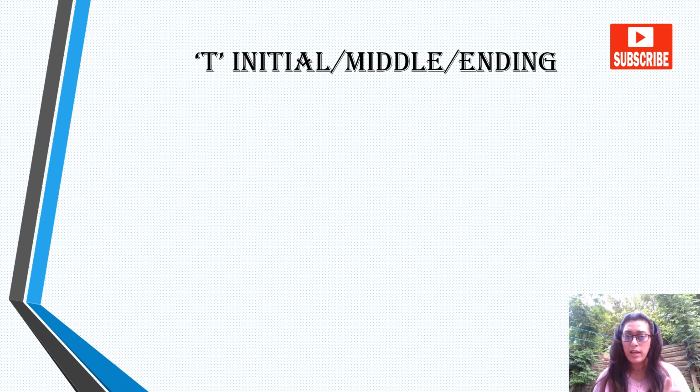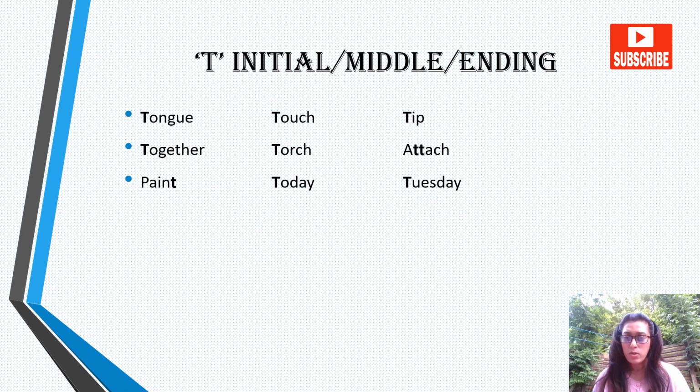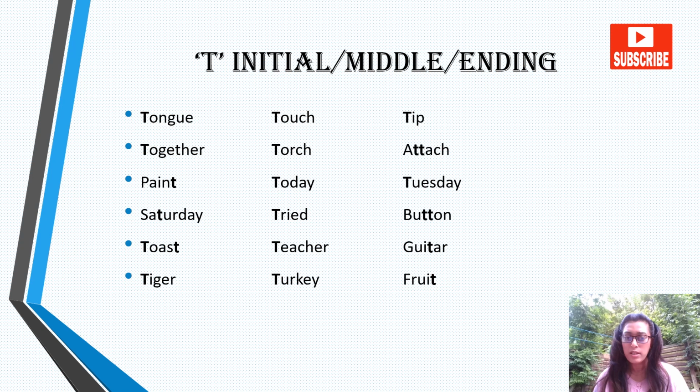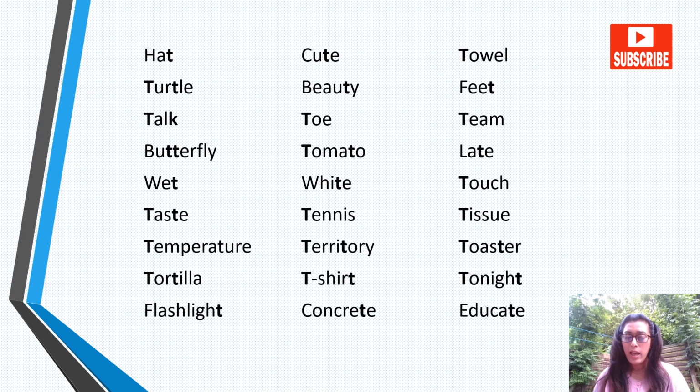Now let's see t in the initial, middle, and ending of words, like tongue, touch, tip, together, torch, attach, paint, today, Tuesday, Saturday, tried, button, toast, teacher, guitar, tiger, turkey, fruit, cotton, hotel, chocolate, nut, eighteen, coat, hat, cute, towel, turtle, beauty, feet, talk, toe, team, butterfly, tomato, late, wet, white, touch, taste, tennis, tissue, temperature, territory, toaster, tortilla, t-shirt, tonight, flashlight, concrete, educate.